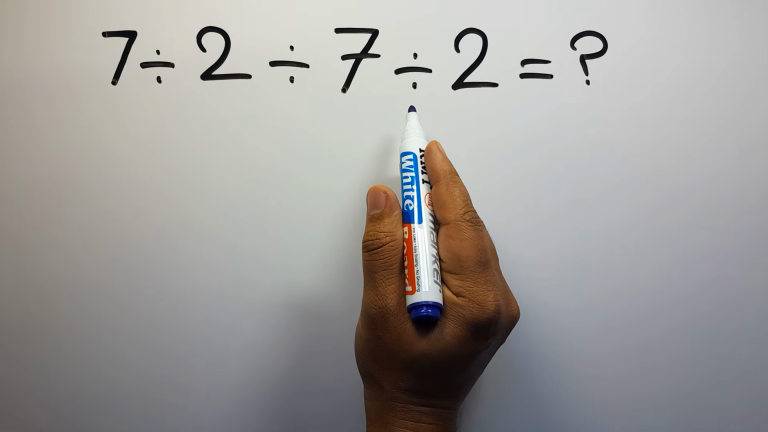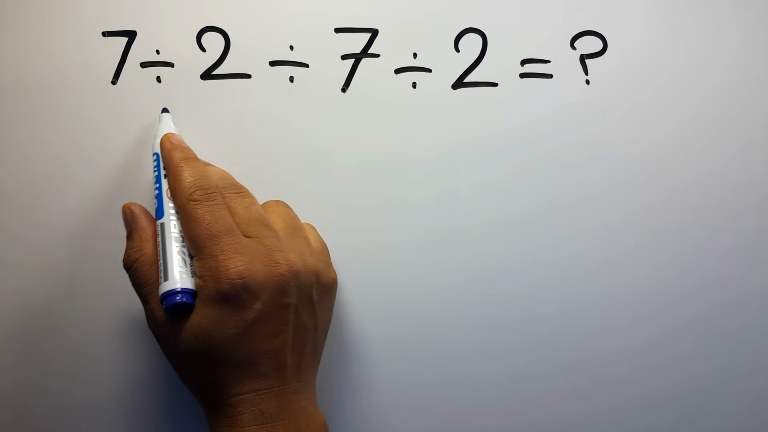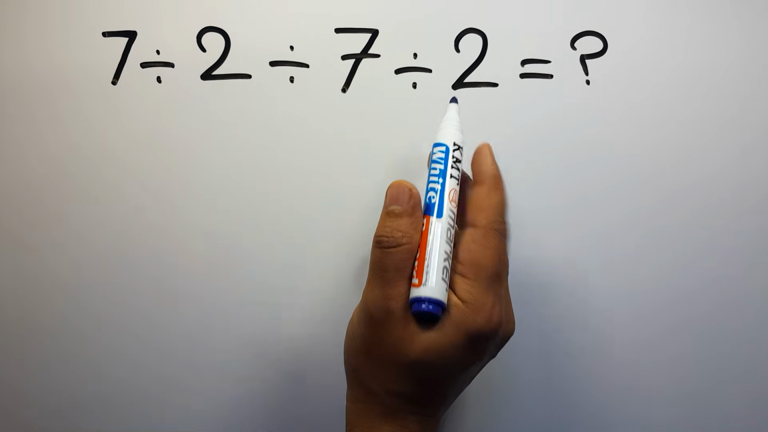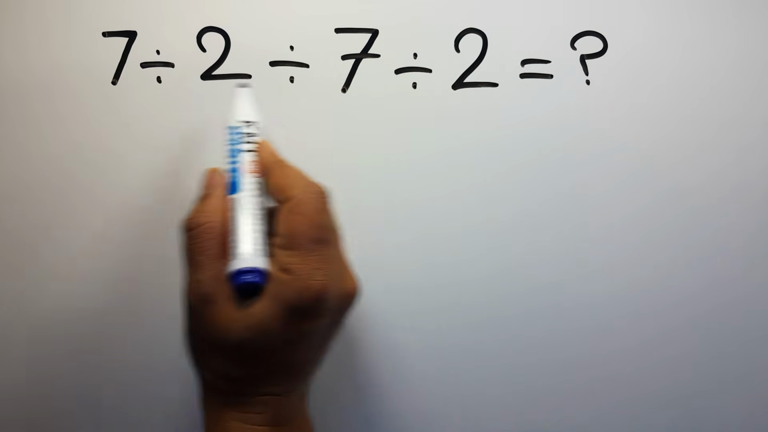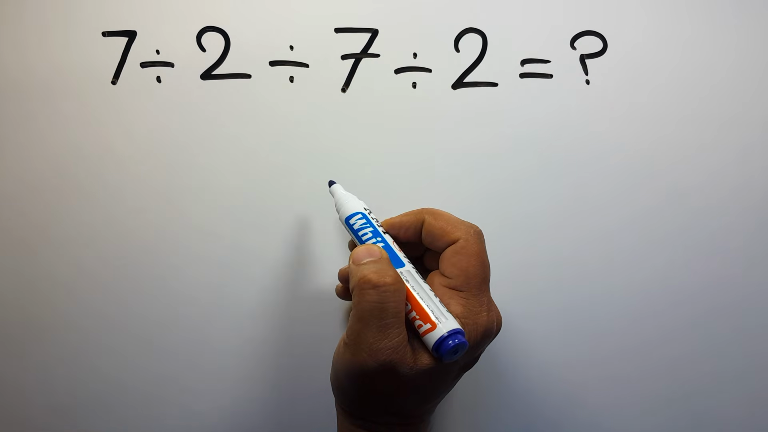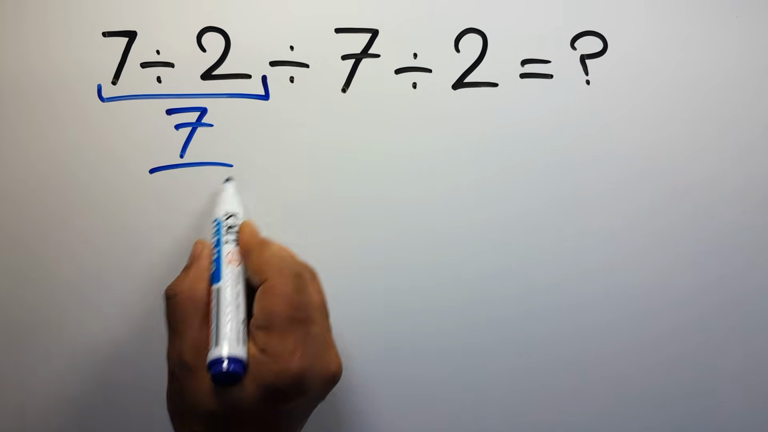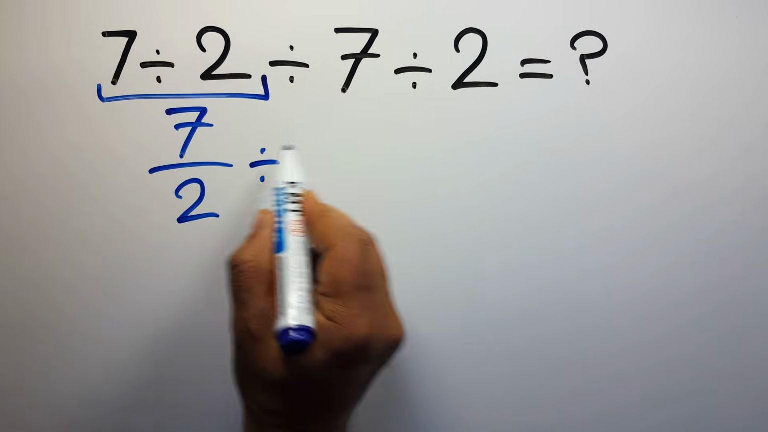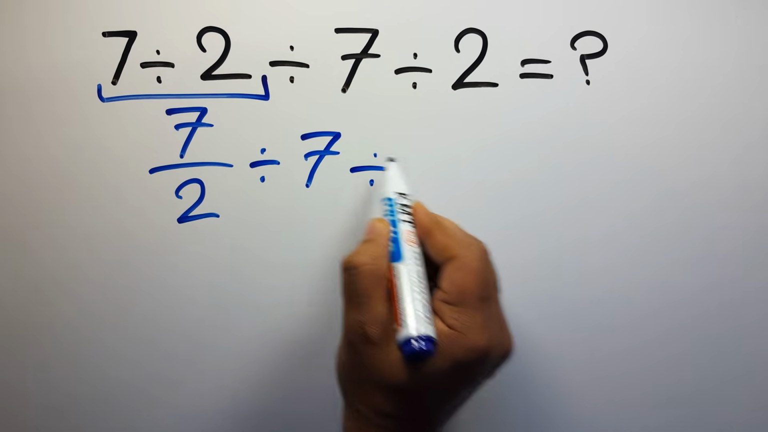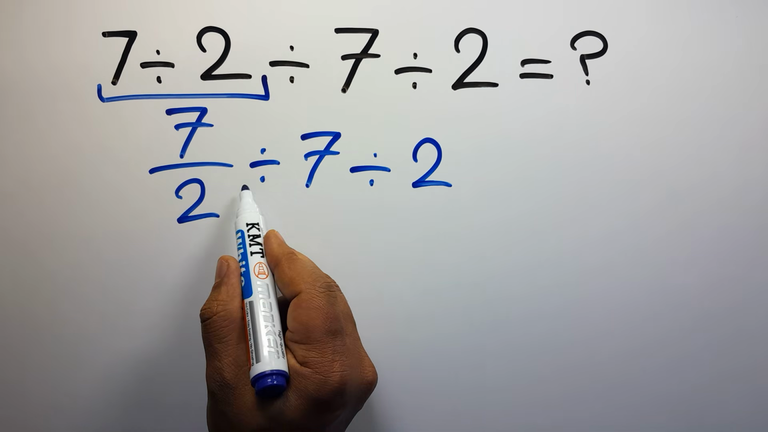According to the order of operations, when we have more than one division in an expression, we have to work from left to right. So here first we have to do this division, then this division, and finally this division. 7 divided by 2 can be written as 7 over 2. Then divided by 7 and divided by 2.